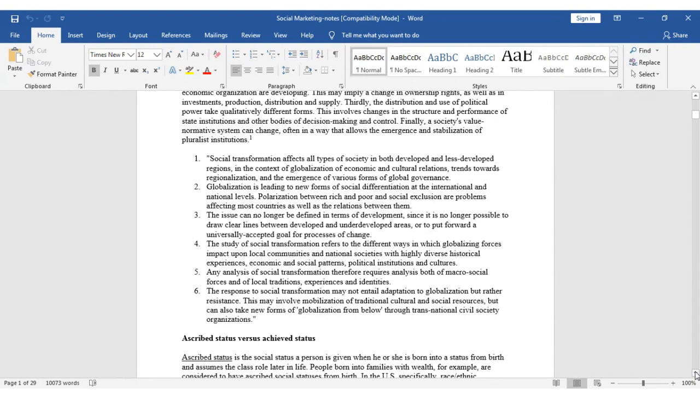so that you may know which area demands more transformation than the other. And the last one there is the response to social transformation may not entail adaptation to globalization, but rather resistance. These may involve mobilization of traditional cultural and social resources, but can also take the new forms of globalization from below through transnational civil society organizations. Yeah, you can see the last statement in sentence one is resistance. Not everyone will accept change.